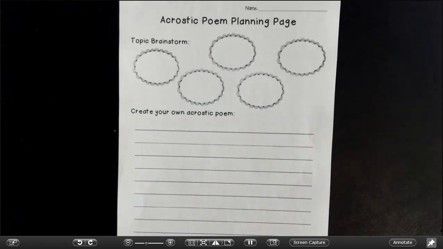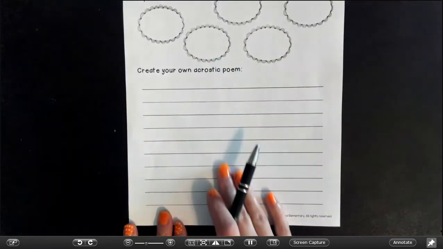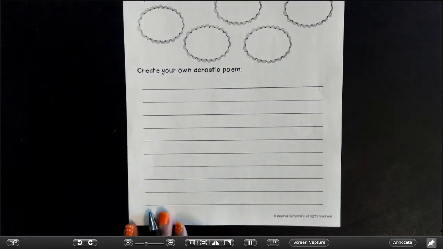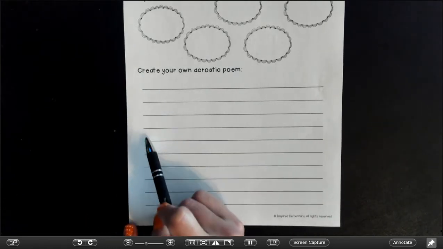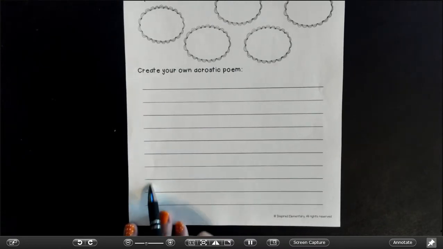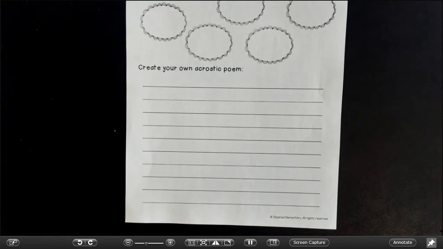Maybe I'm going to do a minion. Maybe I'm going to say student. Just remember anything that you write about, you have to have every line relate to that. Then on this part here, you would just write out what you were going to do, maybe sloth, S-L-O-T-H. You would write it down, going down vertically, then each line across, you would write something about a sloth. I have one more to show you about that poem.